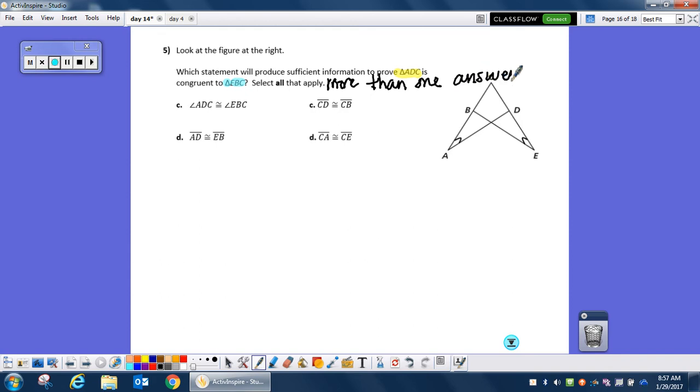Alright, so the first thing I'm going to do is redraw and highlight my triangles. Okay, so notice you already have some angles marked. And then I believe that was the C up there, A, D. So notice that is triangle ADC.